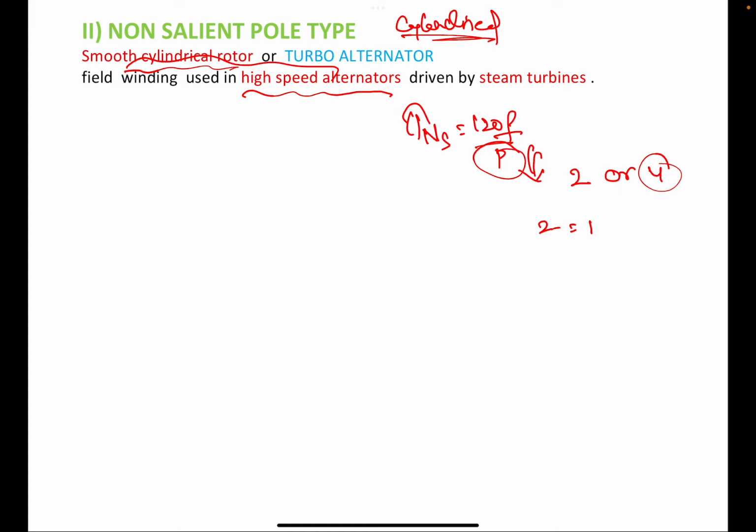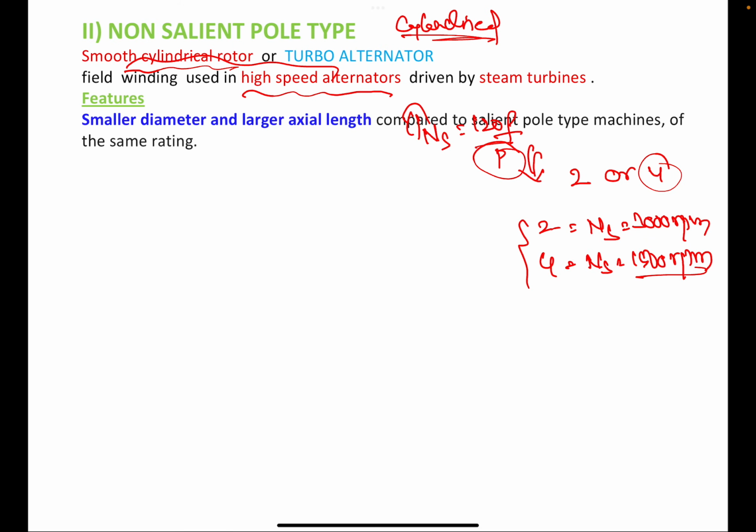For a 2-pole machine, what is Ns? 3000 RPM. For a 4-pole machine, Ns equals 1500 RPM. Mostly we will go with either 2 poles or 4 poles. If it is more than 2 or 4, it will be a salient type rotor, and speeds will be less there. These features are important here. So, as we discussed in that diagram.